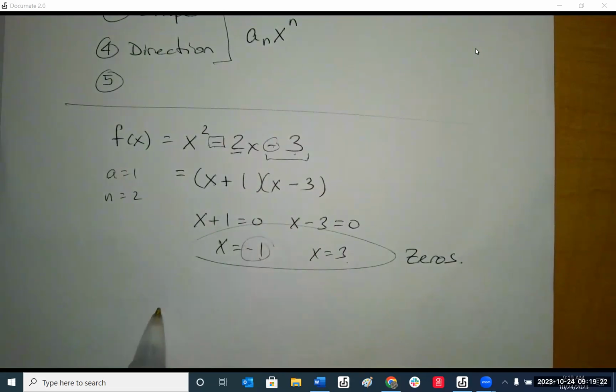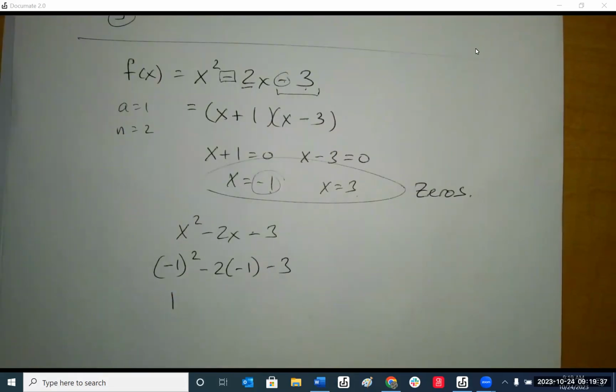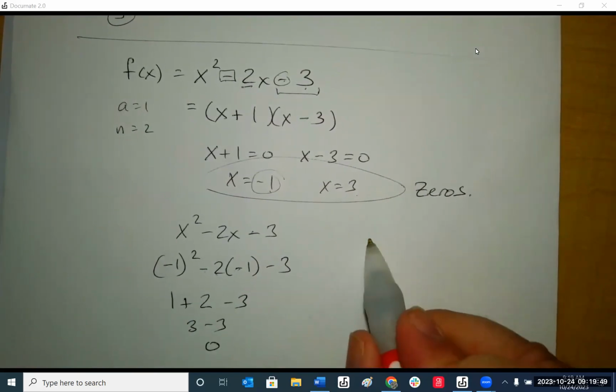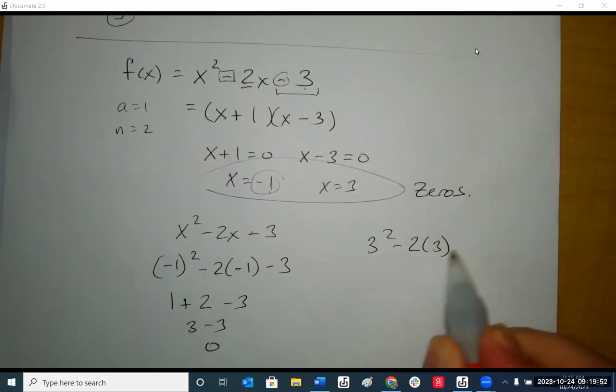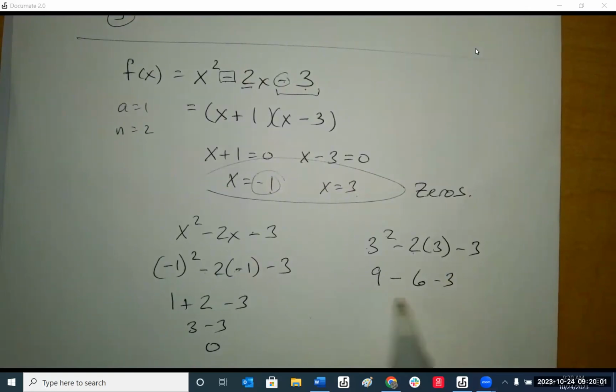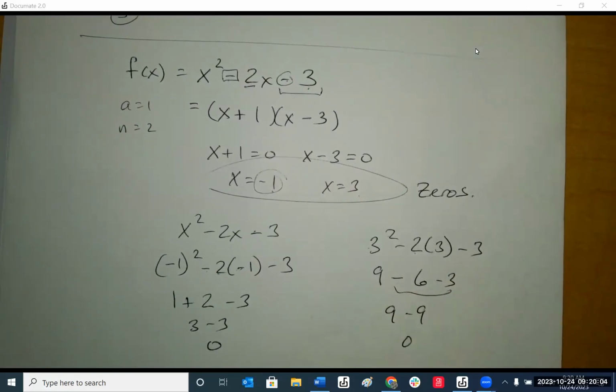So let's try it. We have x squared minus 2x minus 3. Let's try -1. -1 squared, 2 times -1. -1 squared is 1. Negative times negative is positive. 2 times 1. 3 minus 3 is 0. Same thing with the 3. 3 squared, 2 times 3 minus 3. 3 squared is 9. 2 times 3 is 6. 9 minus 9 is 0.